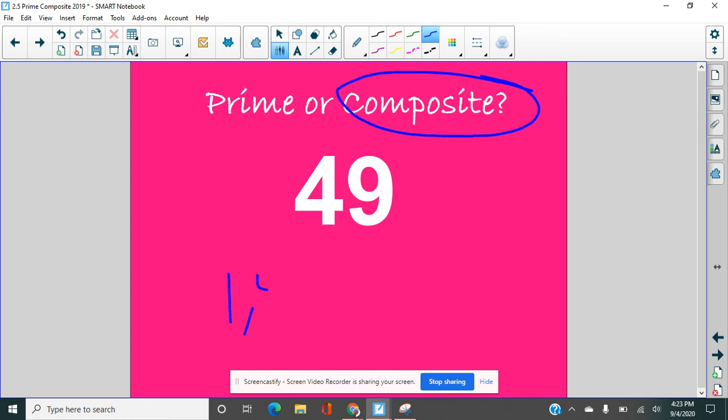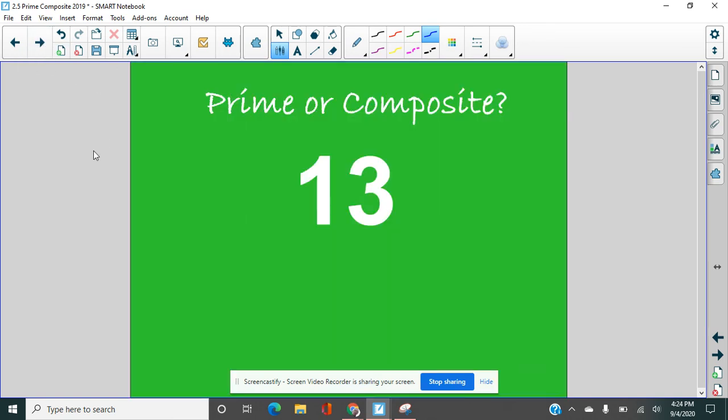1 and 49. What else? 7 times 7 equals 49. Right? So that has more than two factors. It is composite. Last one, prime or composite? You should have said prime. 1 times 13. That's it. Nothing else would equal 13.